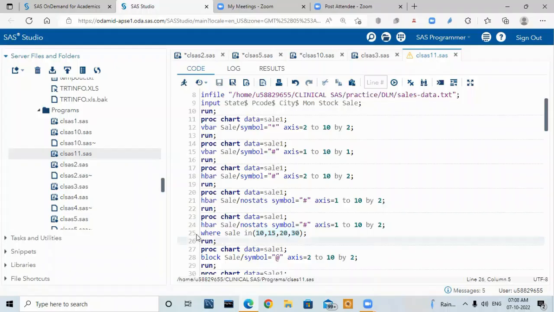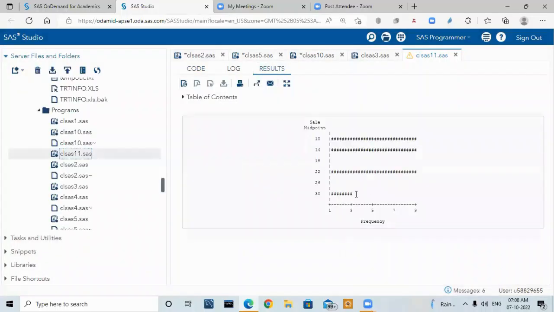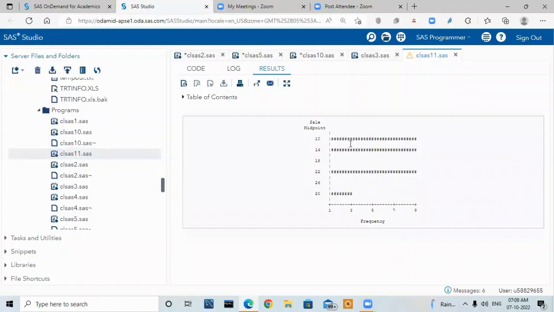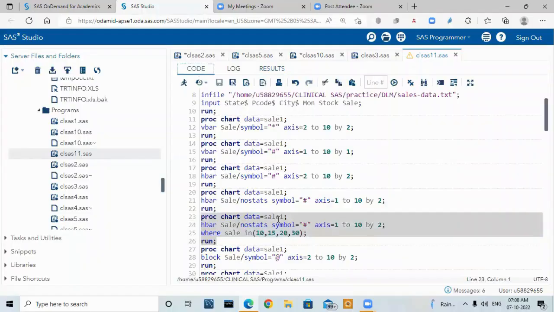If I run this program with a where expression, we are filtering the data by using the where expression. You can see the result here. Before, actually, 6 bars were there. Now only 1, 2, 3, 4. 4 bars only, right? So the data is filtered. It is showing only the sale between 10 to 30. Understood? 10, 15, 20, 30, like that. So this is how we can filter the data by using the where expression.